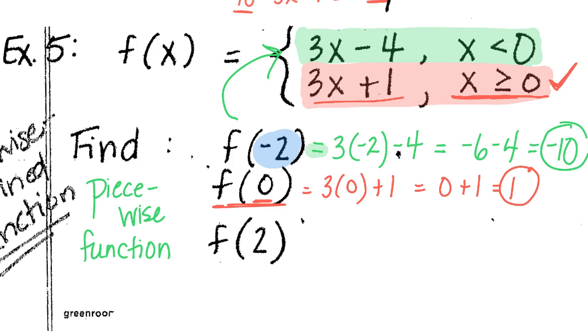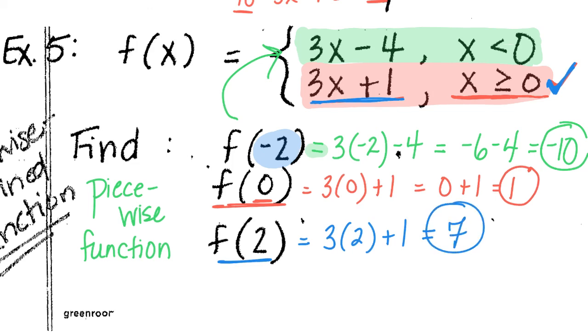The last one, f of 2. 2 is also greater than 0. So I'm going to use this equation. 3 times 2 plus 1. 3 times 2 is 6, plus 1 is 7. So f of 2 is equal to 7.